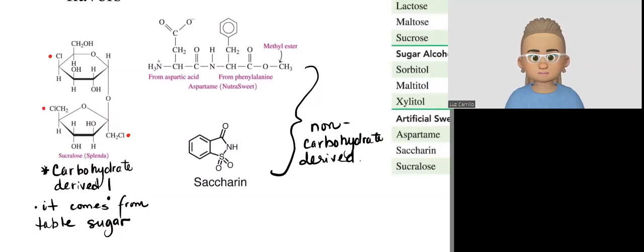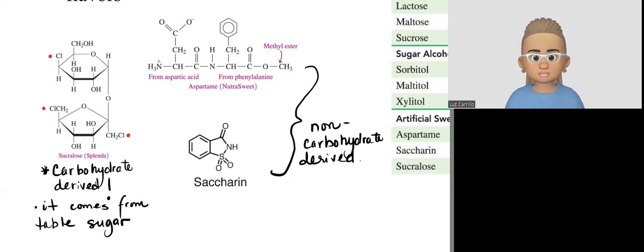Now, aspartame, different from saccharin, is derived from other biomolecules, specifically amino acids. And we're going to learn about amino acids later in the semester. So the amino acid aspartic acid and the amino acid phenylalanine were actually linked together to make this molecule. And at the end, a methyl group was added to create a methyl ester. And that's where aspartame comes from.